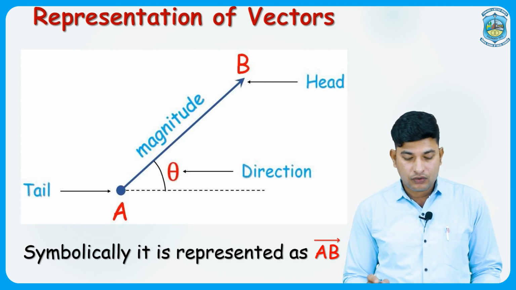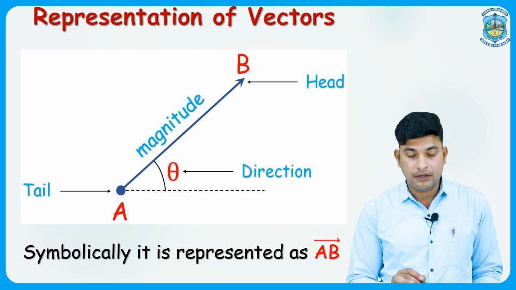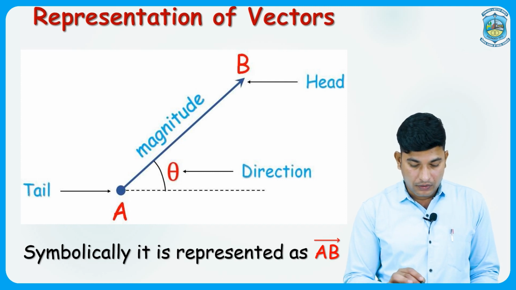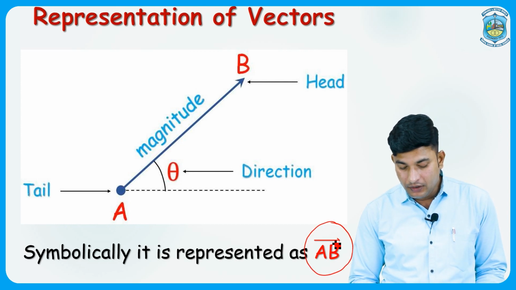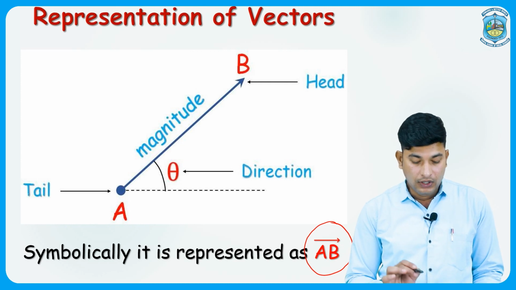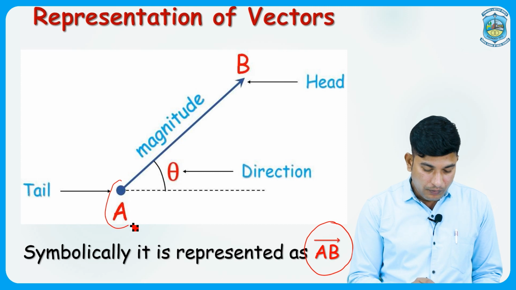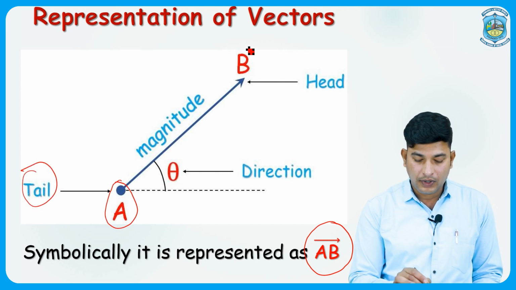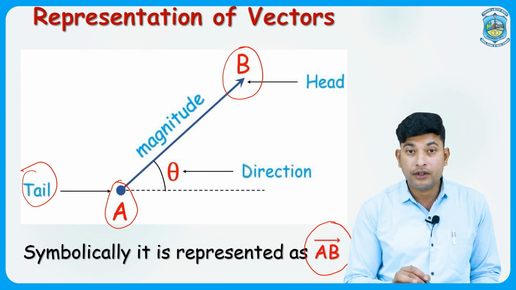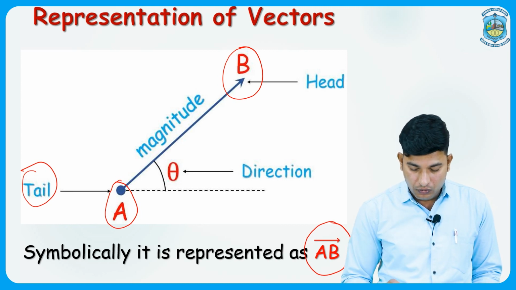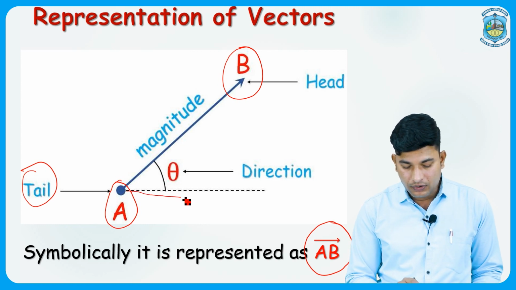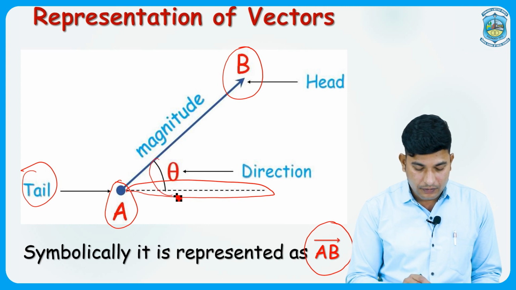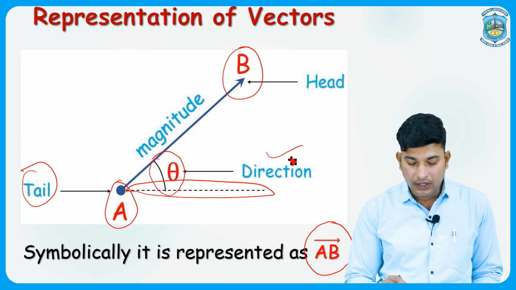Now, the representation of vector quantities. Symbolically, we represent it as AB with an arrow on it, and this arrow defines the direction. What are A and B? A is the starting point, or the tail, and it goes towards B. The position is changing from A to B, so we write it as AB, and this arrow defines the direction. A straight line is drawn, and the angle created in this region defines the direction.